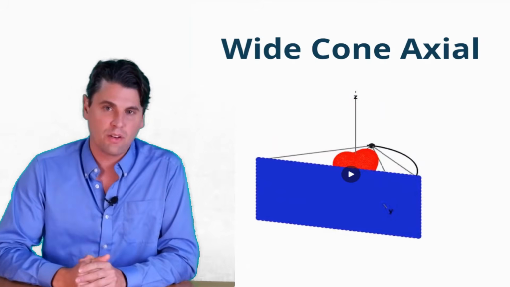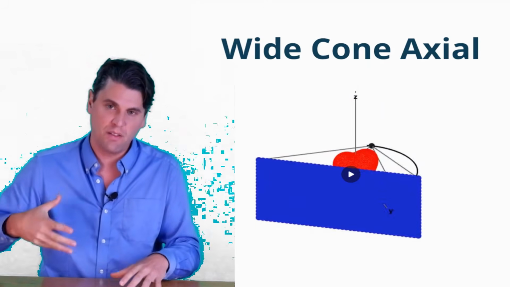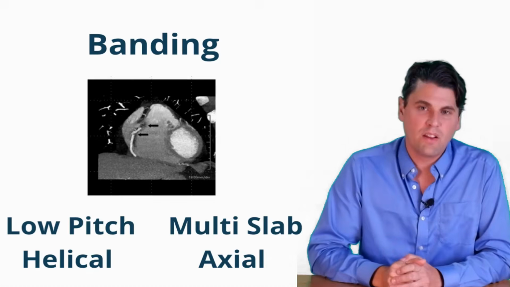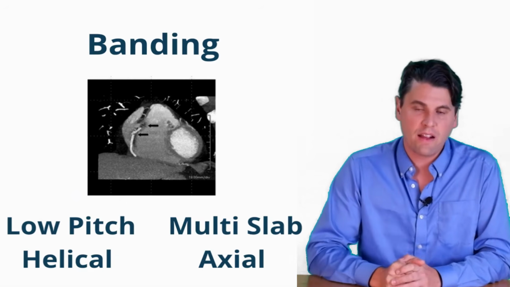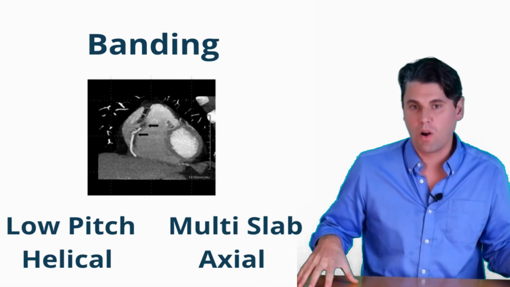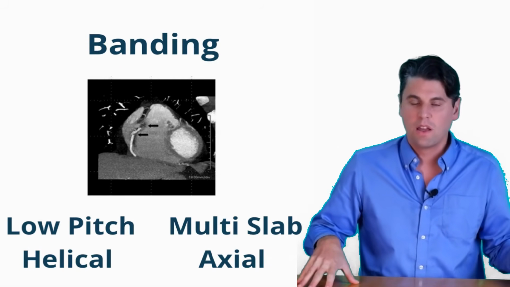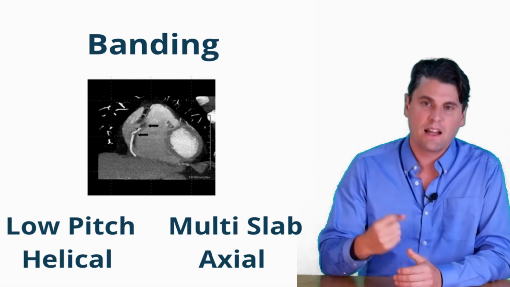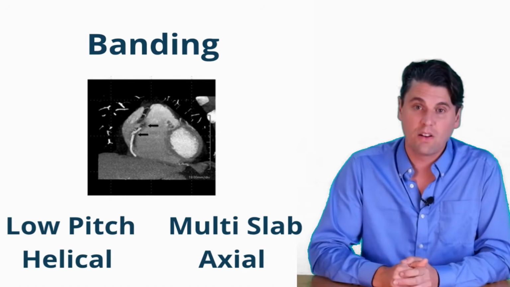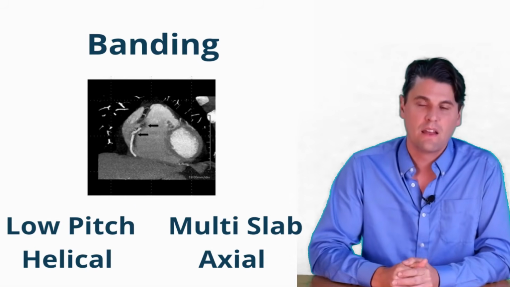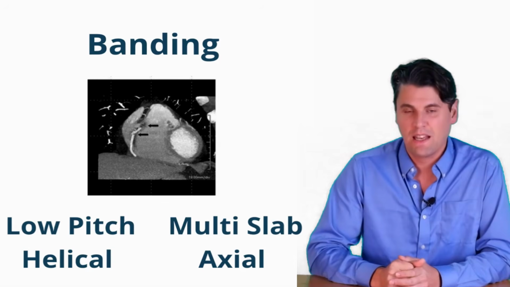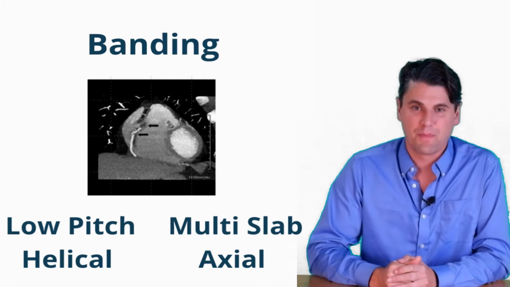So the wide cone axial is really optimal from the perspective of covering the whole heart within one beat. The different things that we talked about, banding artifacts, those traditionally will occur on either the low pitch helical mode or on the multi-slab axial mode. You would not have significant banding on either the wide cone axial or on the fast helical acquisition that's prospectively gated, because in both of those cases, you're only using one given beat in order to make that image volume.